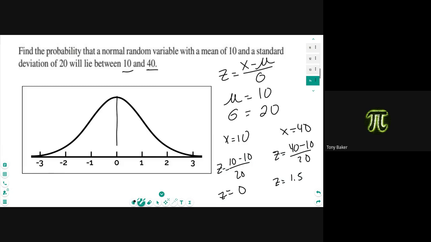We're looking at between 0 and 1.5. So what do we get? That's the 1.5, right? And the 0 is 50, right? So how do I find between them? I subtract. 0.4332.